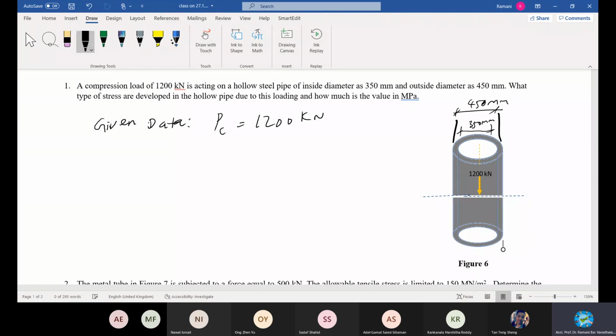And then what else? The diameters are given for getting the area. What type of stress is it? Because it is a compression load, it will create compressive stress. That's the answer. The question is how much compressive stress is developed in the hollow tube due to this loading. The diameters are given to know the area. First of all, do you understand why it is compressive?